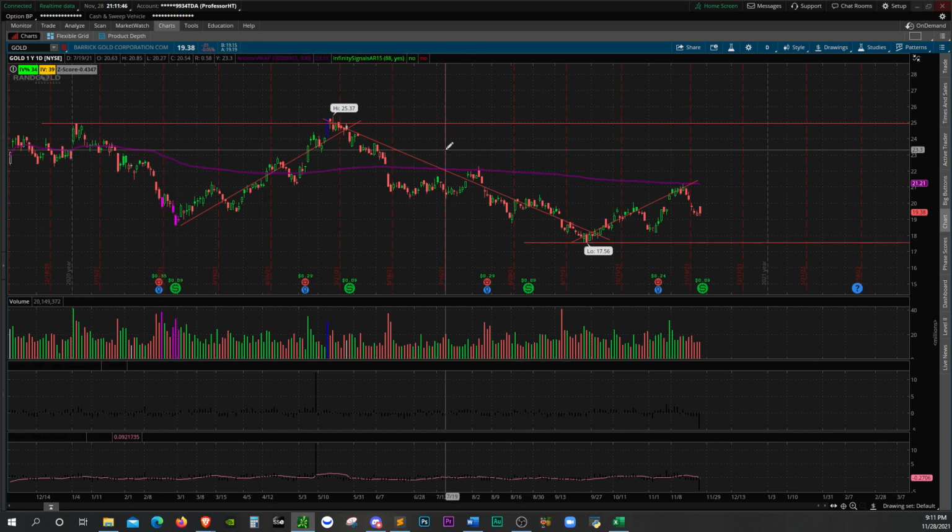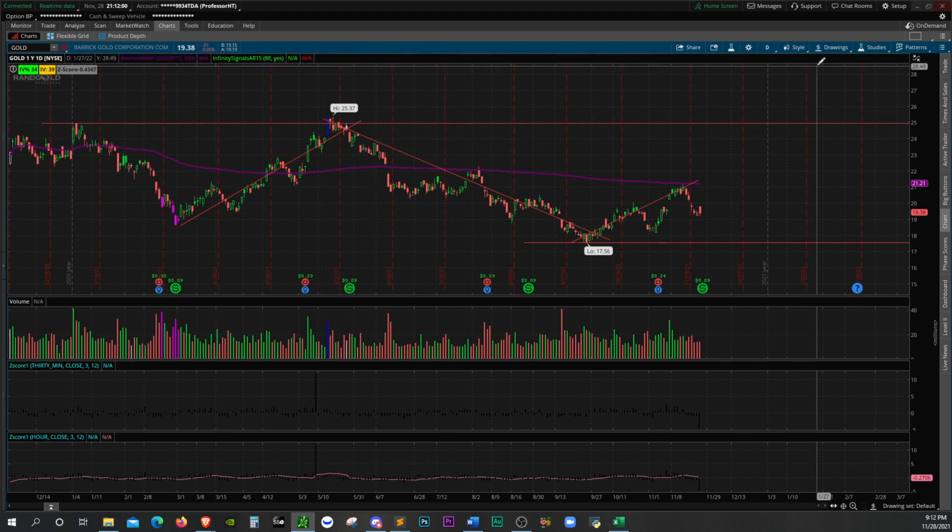You guys have any questions so far? No, not yet. Okay. Now I'm going to go back through weak resistance, weak support. So let me clear this.